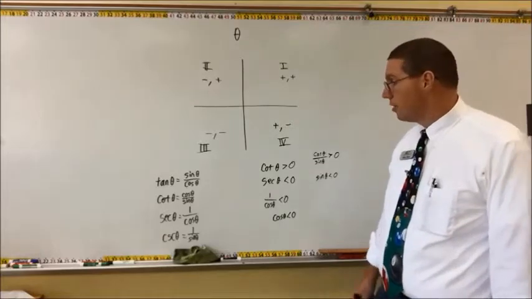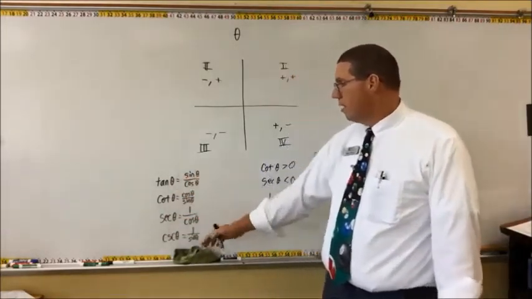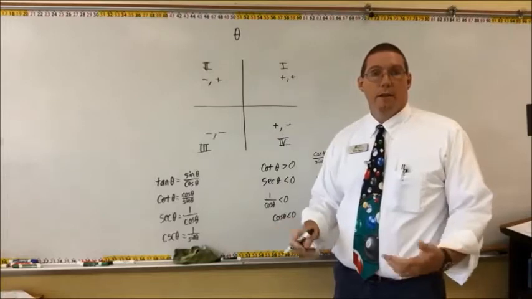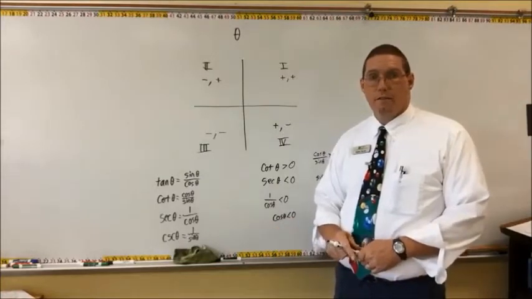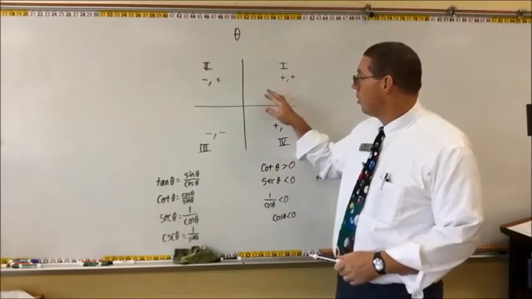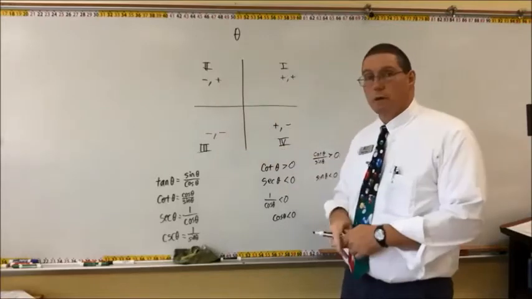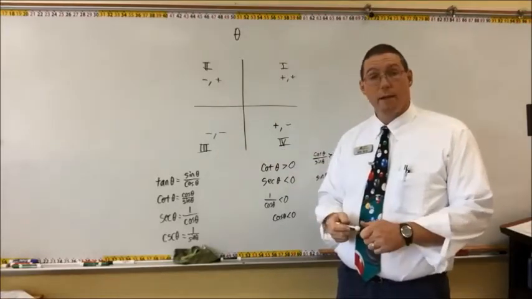You can do this with all of the problems. You just have to convert all your tangent, cotangent, secant, and cosecant into sine and cosine, and then identify whether the x and y are positive or negative, and find out which quadrant they're in. That's how you do those.